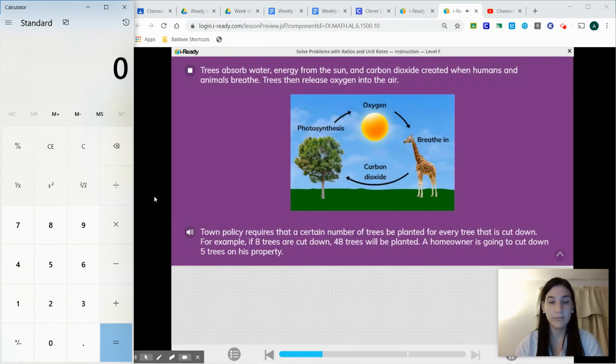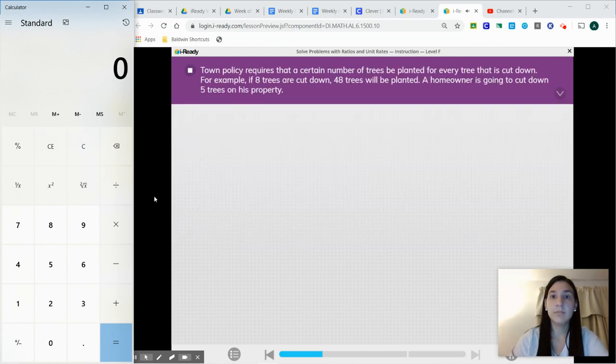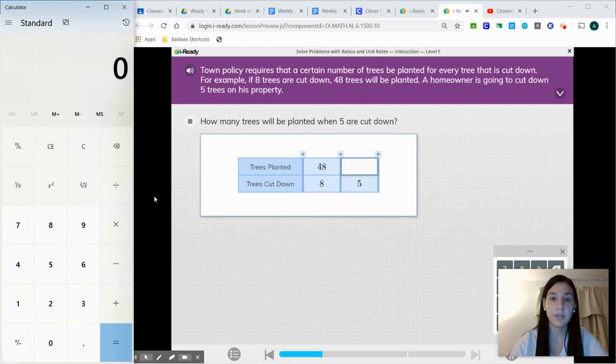Trees absorb water, energy from the sun, and carbon dioxide created when humans and animals breathe. Trees then release oxygen into the air. Town policy requires that a certain number of trees be planted for every tree that is cut down. For example, if 8 trees are cut down, 48 trees will be planted. A homeowner is going to cut down 5 trees on his property. How many trees will be planted when 5 are cut down?